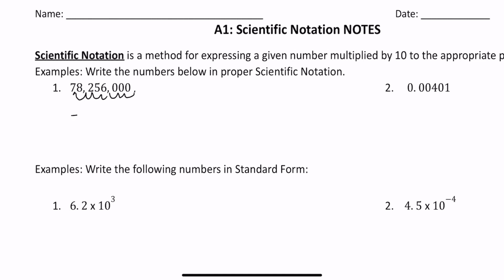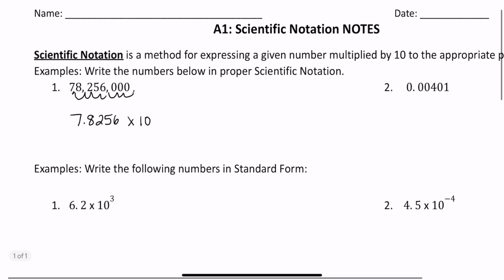So this is going to make it 7.825600. You don't have to add those zeros. Times 10 to the power of how many times you move the decimal. So I move the decimal again, 1, 2, 3, 4, 5, 6, 7. So 10 to the power of 7. So now 78,256,000 has been rewritten, right? These two numbers are equivalent: 7.8256 times 10 to the power of 7.